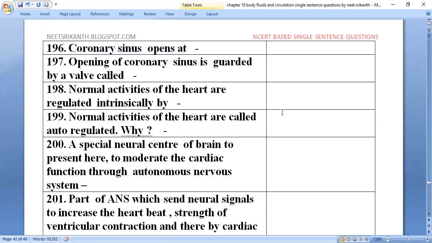Coronary sinus opens at the right atrium. Exactly, we have to say it opens at the left precaval vein, guarded by a valve, the valve of Thebesius. No matter, NCERT has not given all of them. The coronary sinus opens at the right atrium, we said. The opening of the coronary sinus is guarded by the valve of Thebesius, not there in NCERT, just for information.